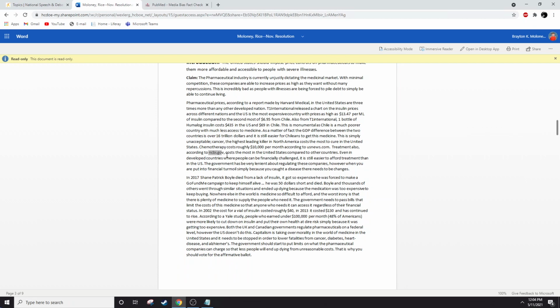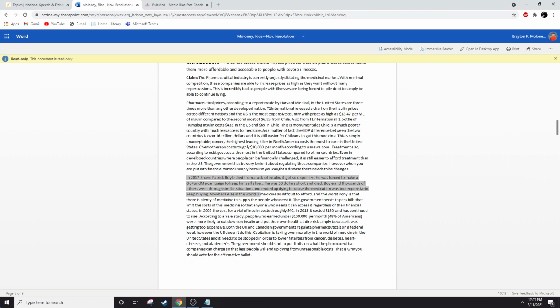Even in developed countries where people can be financially challenged, it is still easier to afford treatment than in the U.S. The government has been very lenient about regulating these companies. However, when you are put in financial turmoil simply because you caught a disease, there needs to be changes. In 2017, Shane Patrick Boyle died from a lack of insulin. It got so expensive he was forced to make a GoFundMe campaign to keep himself alive. He was $50 short and died. Boyle and thousands of others went through similar situations and ended up dying because the medication was too expensive to keep buying.